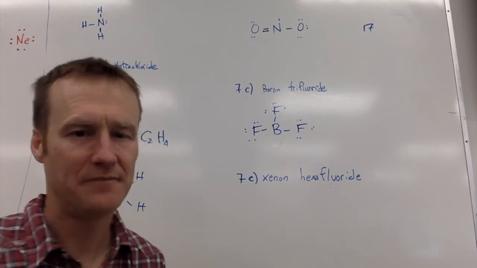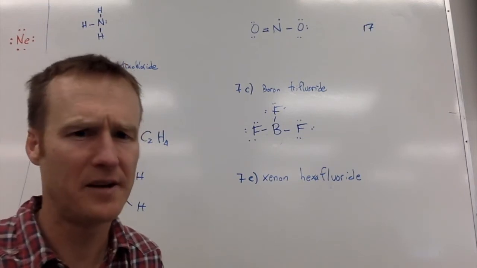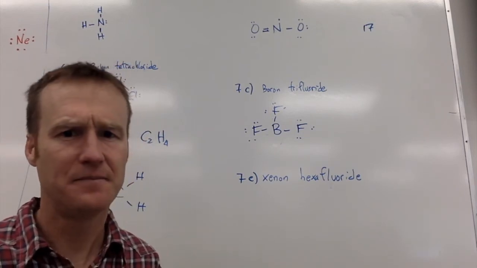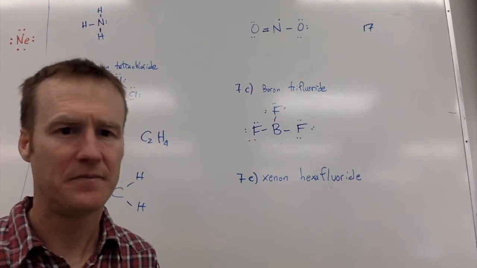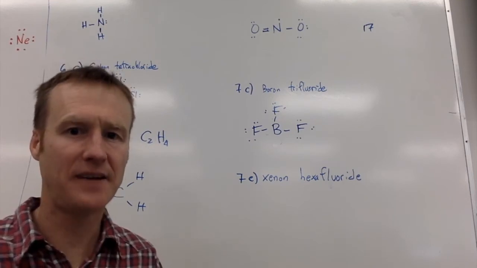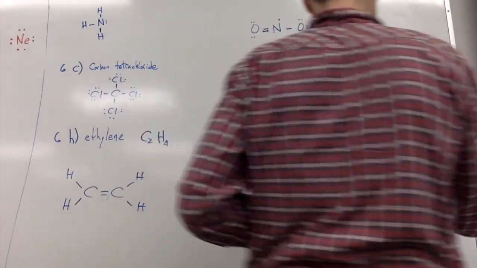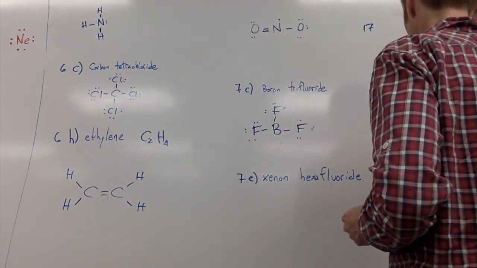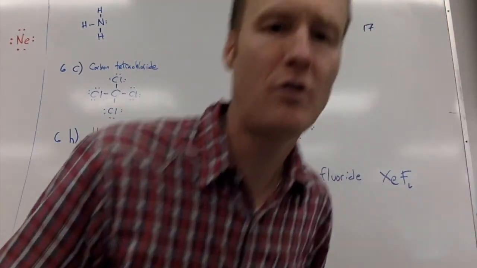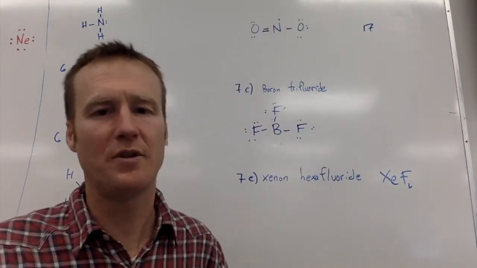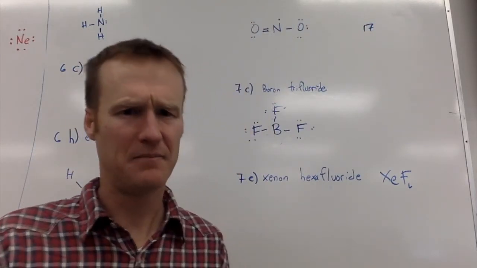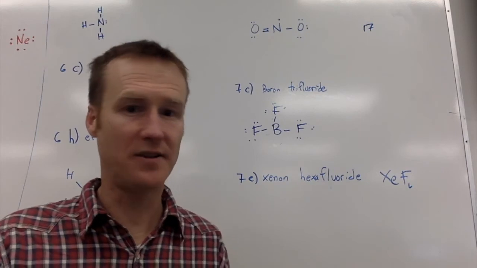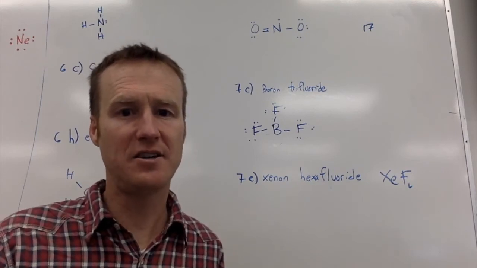Xenon hexafluoride. Well, what's that as a formula? Xenon is Xe, fluorine is F. The hexa part means 6 of them. XeF6. Again, each fluorine will only take one bond. But wow, we've got a situation where we've got 6 bonds around the xenon.